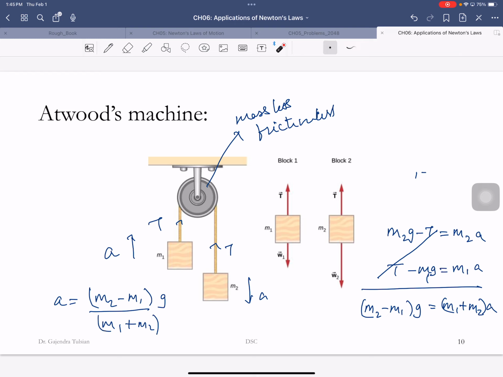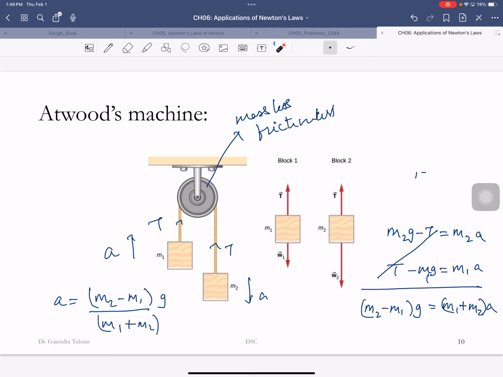So what this equation is telling you is this system is acting like its total mass is that, and the net force on it is the difference in the weight of this object. If the difference in the weight of the object is 0, the net force acting on it is 0, and its acceleration would be 0. All right, anyway, let's look at this expression.